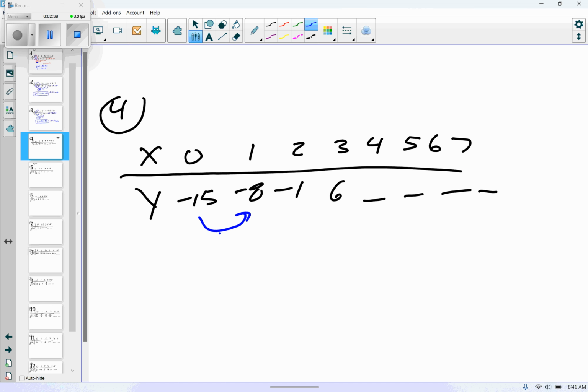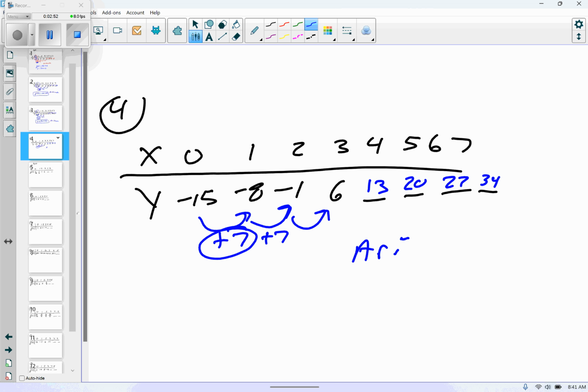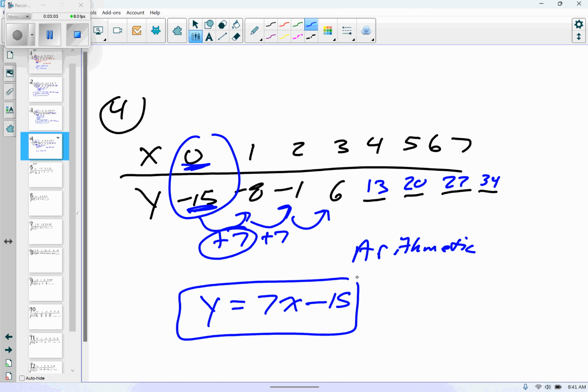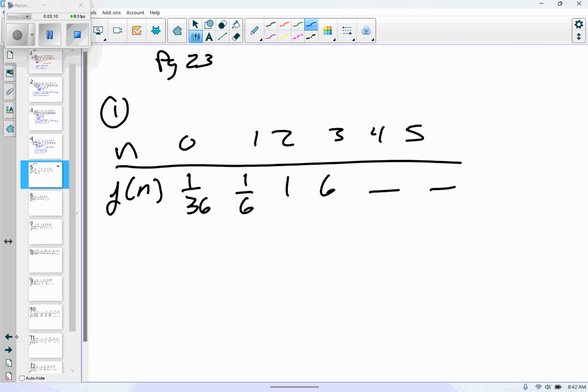Number 4, it looks like I'm adding 7 each time. So if you continue this, it would be 13, 20, 27, 34, etc. So again, you want to remember that. This is arithmetic because I'm adding. And I want to remember this. As long as this is 0, this is going to be important. So I'm going to go y equals 7x minus 15. Notice I'm sometimes doing f of x and sometimes I'm doing y equals. Pretty interchangeable at this point, okay? So that was the first page.